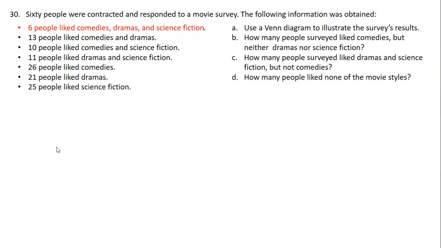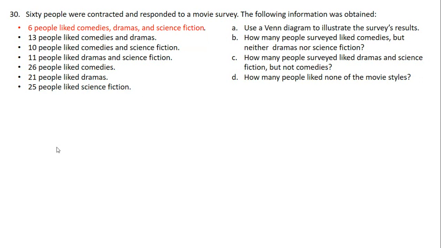We have a problem that says 60 people were contacted and responded to a movie survey. The following information was obtained. Okay, and it says 6 people like comedies, dramas, science fiction. 13 people like comedies and dramas. 10 people like comedies and science fiction. 11 people like dramas and science fiction. 26 people like comedies. 21 people like dramas. 25 people like science fiction. And your task is to A, use a Venn diagram to illustrate the survey's results. Awesome. Okay, so let's do A first.